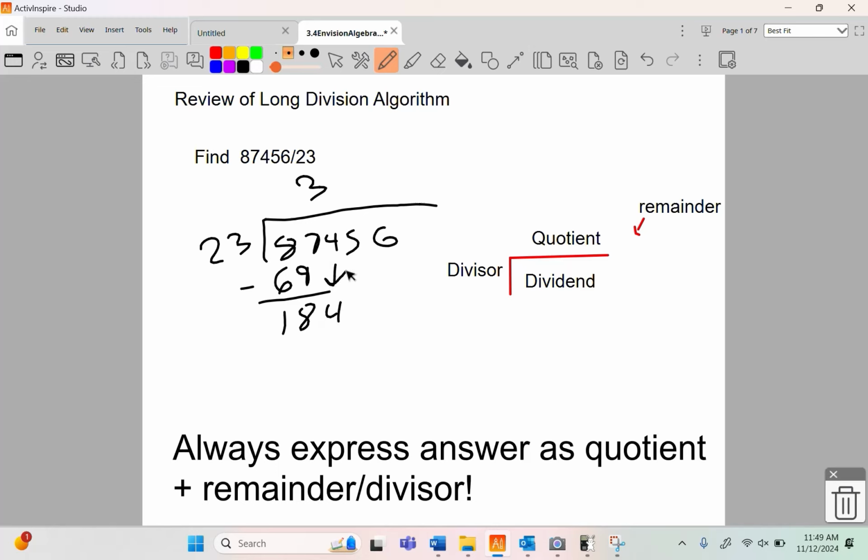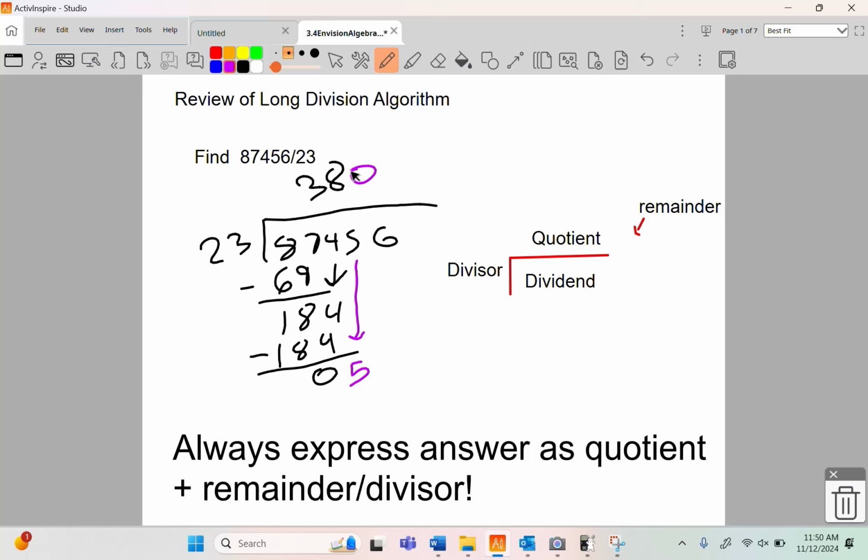How many times does 23 enter 184? 8 is not wrong. It's perfect. Subtract, you get a 0. This doesn't happen a whole lot, but you bring down the 5 and ask how many times 23 enters 5. You need to put a 0 up there. I don't know if you remember that or not. You got to put that 0 there because it couldn't happen.